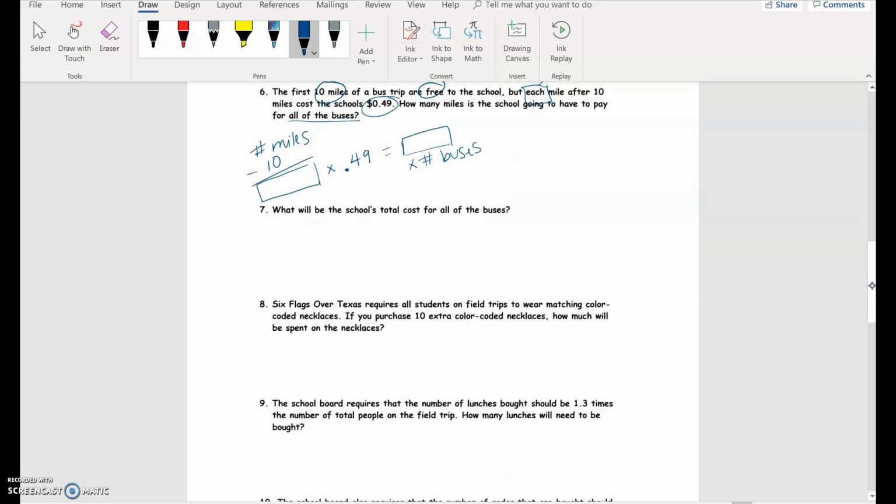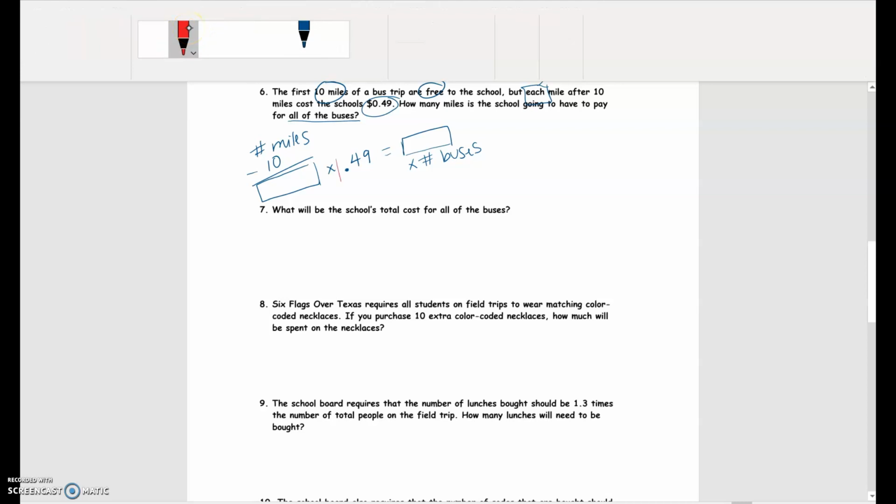Okay, so then it says, what is the school's total cost for all of the buses? For that, they actually want this piece down here for number 7. So number 7, the cost for all of the buses, is the 49 cents times the number of buses. They broke it up a little bit differently than I had. Sorry. So the number of miles is going to be your answer for number 6, and then that number of miles times 49 cents is going to be your answer for number 7.